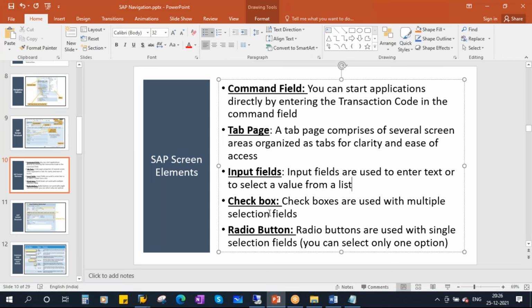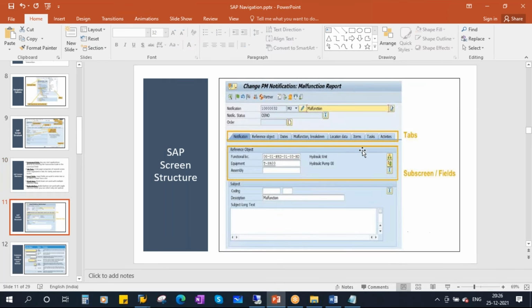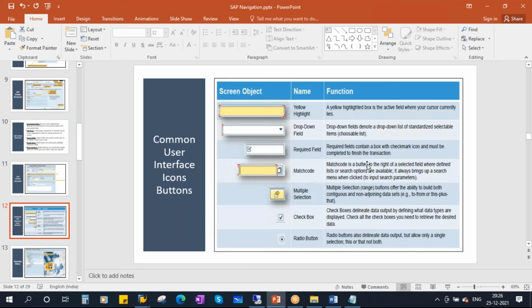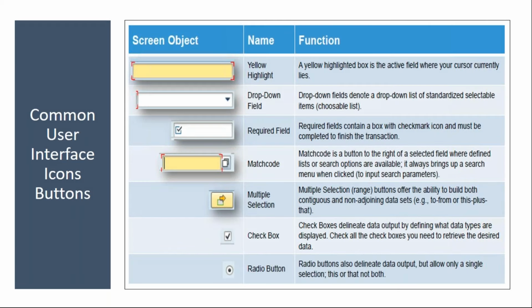Now we have checkboxes and radio buttons. I will come to these in a minute. So now we discussed tabs, subscreens and fields. Now let's discuss checkboxes and radio buttons. Whenever you are navigating, the moment you go to a field, the field color will change to yellow. A yellow highlighted box is the active field where your cursor currently lies.